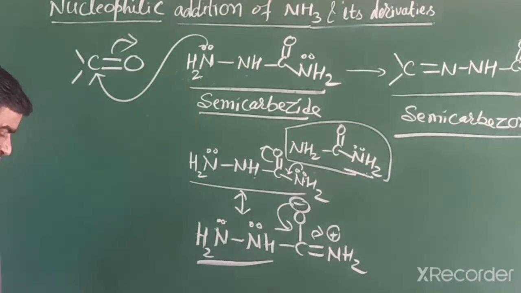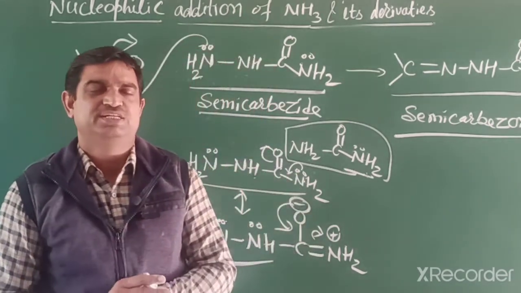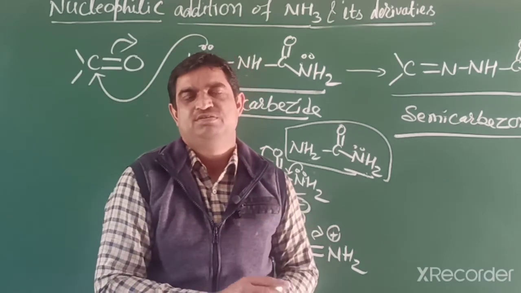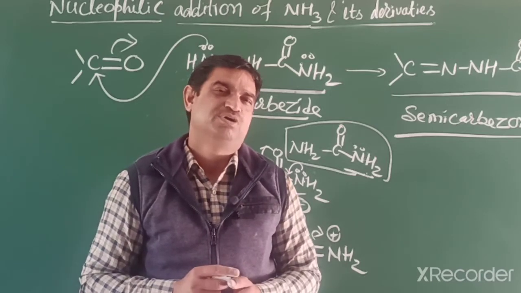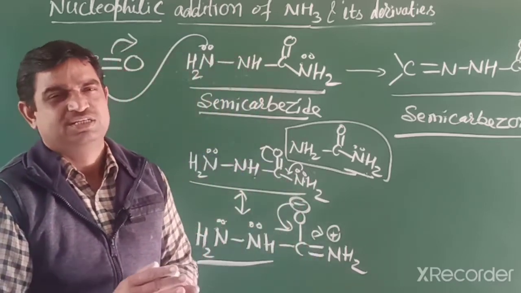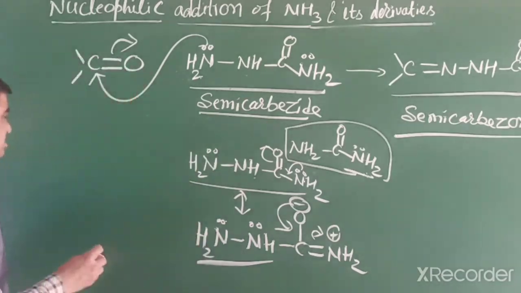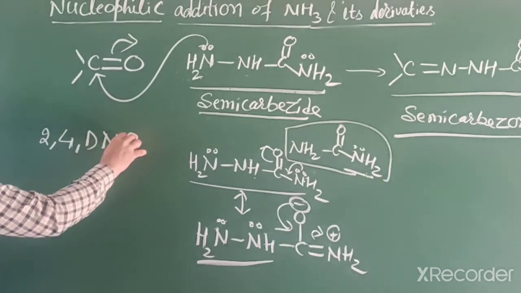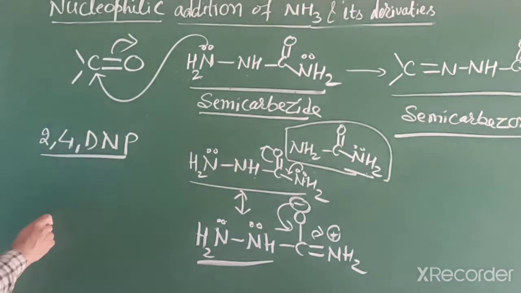In this way, all the ammonia derivatives are finished. First, when ammonia reacts, we get an imine. With a primary amine, a substituted imine. With hydroxylamine, the product is an oxime. When hydrazine reacts, the product is a hydrazone. If a benzene ring is attached, it is phenylhydrazine. And the most important reagent is the 2,4-DNP reagent.